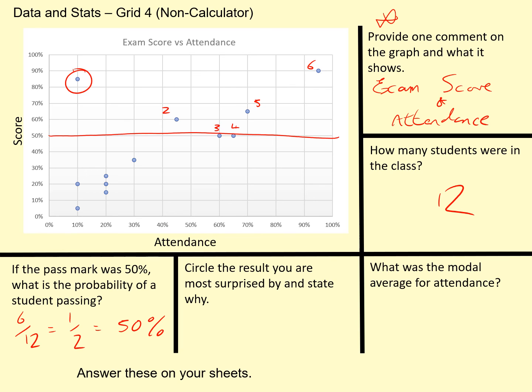Next it says what's the modal average for attendance. So we're looking for what the most common attendance score is. So you remember your attendance of the scores going across the bottom this way. We've got 2 in under 10%, we've got 3 under 20%. So that one's going to be the most common one. So the modal average for attendance was 20%. And that's the data and stats grid.